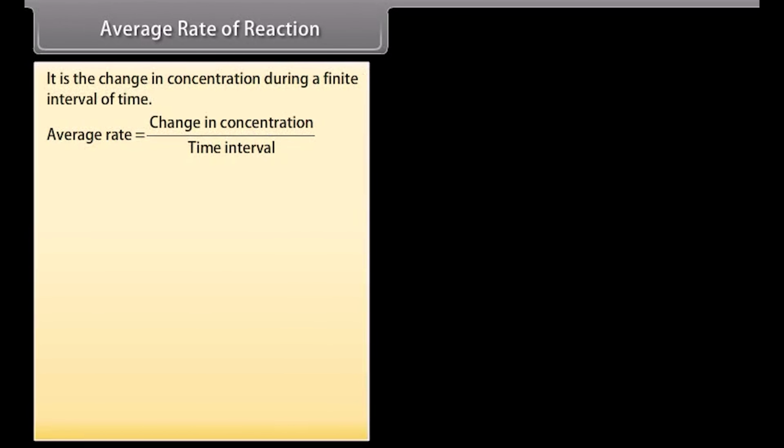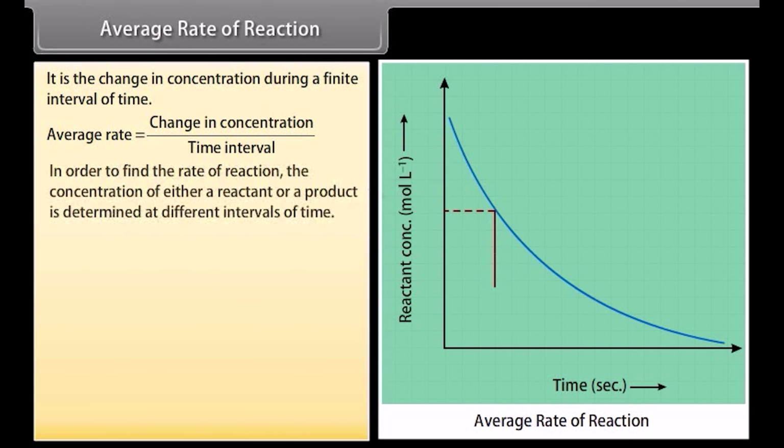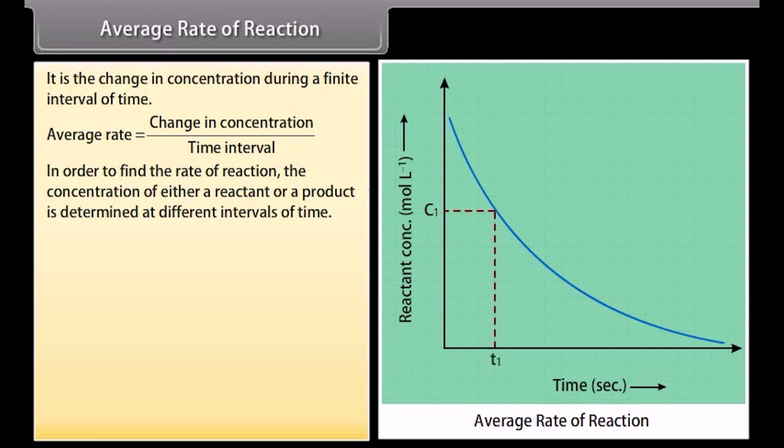Average rate of reaction. It is the change in concentration during a finite interval of time. In order to find the rate of reaction, the concentration of either a reactant or a product is determined at different intervals of time.